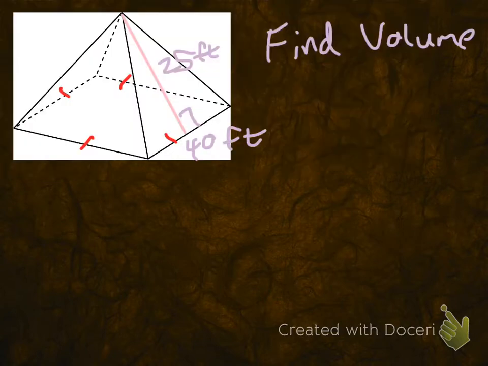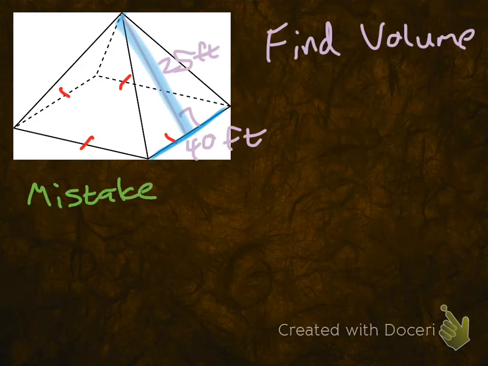Alright, first example, it says find the volume. We have a square pyramid, and what it illustrates here is that the base of that pyramid is 40 and the slant height is 25. Now here's a common mistake. So this is just in case you're watching this on mute for some reason.